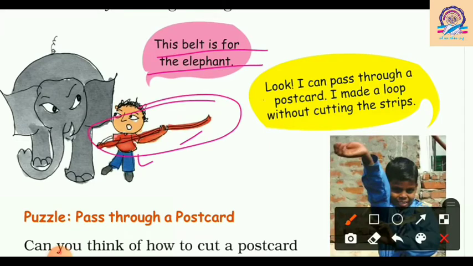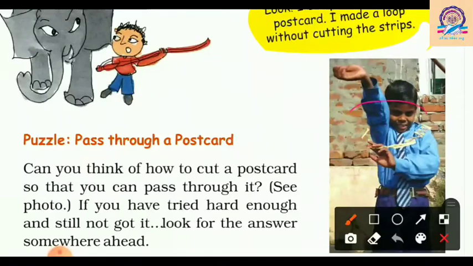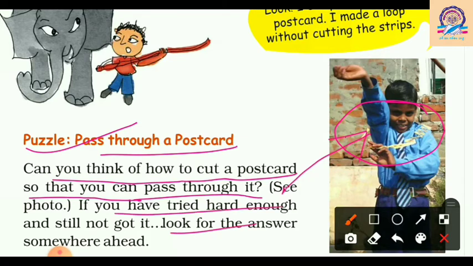Now look, I can pass through a postcard. I made a loop without cutting the strips. So let's see how he has made it. So you can see the paper, he has made a loop from the paper. So, puzzle: pass through a postcard. Can you think of how to cut a postcard so that you can pass through it? So see the photo, so you can try it yourself.